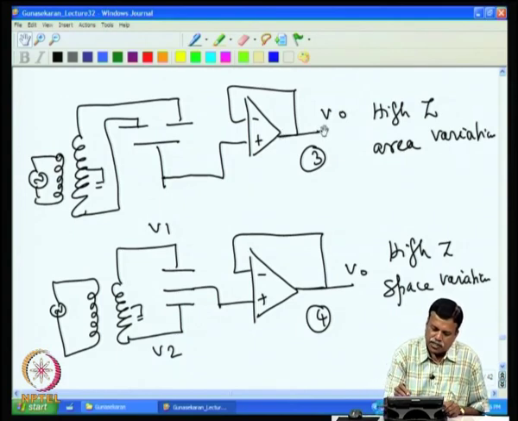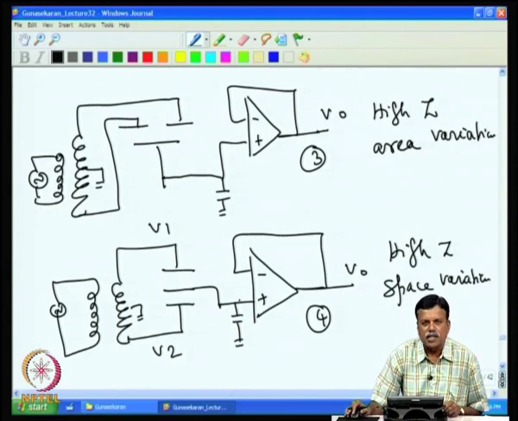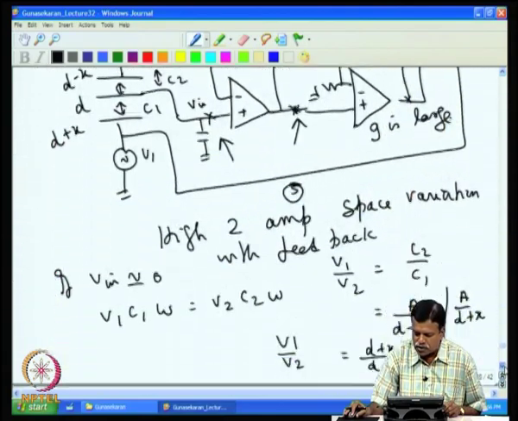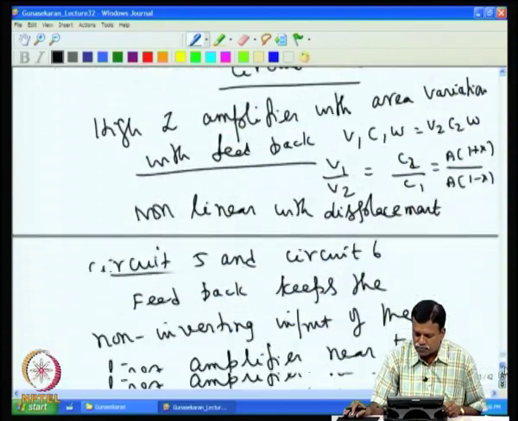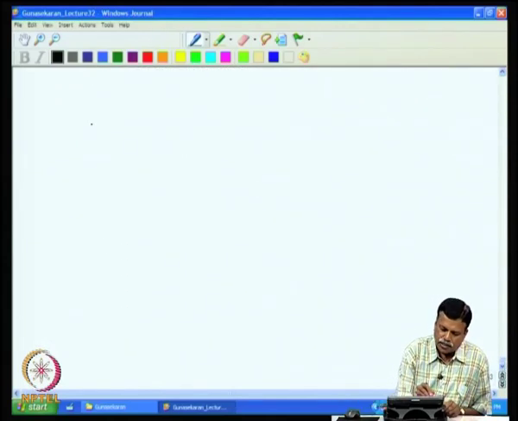Obviously, if the output is not 0, we can see one disadvantage: the input also is not going to be 0. That can create a problem, because you will have a stray capacitance here to ground, and you can also have a stray capacitance here to ground. So, stray capacitance will have a severe effect on the signal. So, these two circuits we analyze in a little more detail separately now. Let us get into these two circuits for detailed analysis.